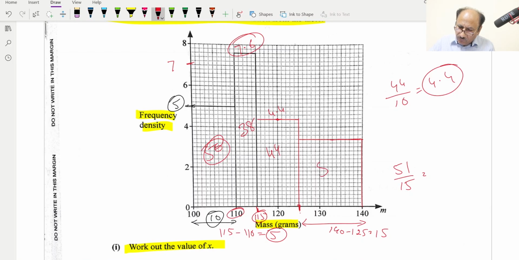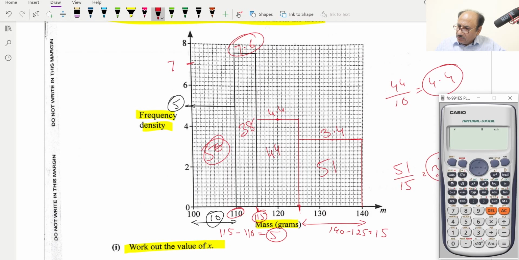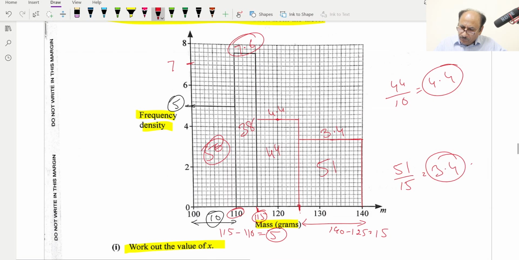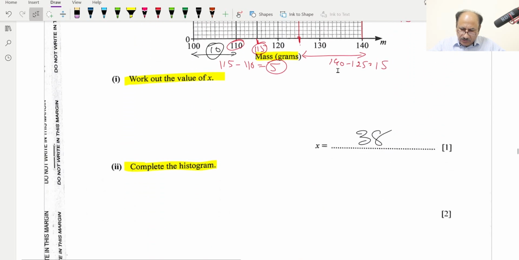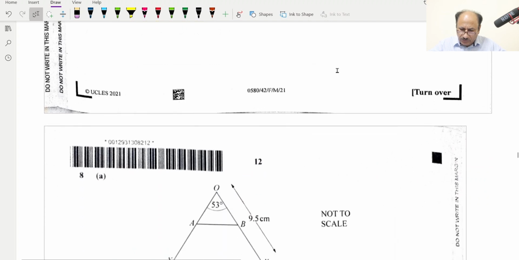This is 51, and this height is 3.4, which we calculated. We have basically calculated that also. So next is what? Next we can complete the histogram, which we have done.